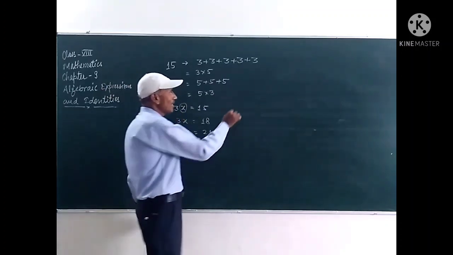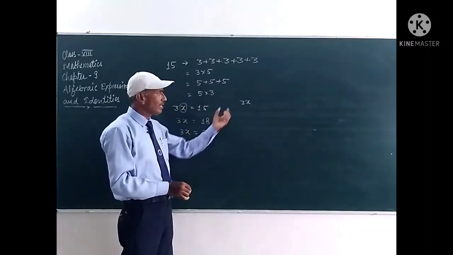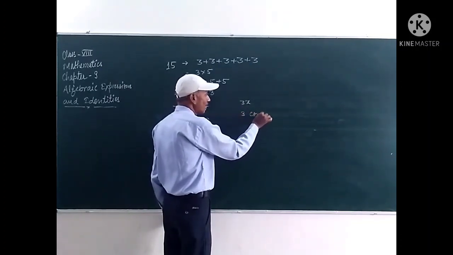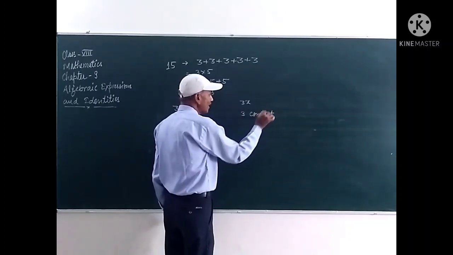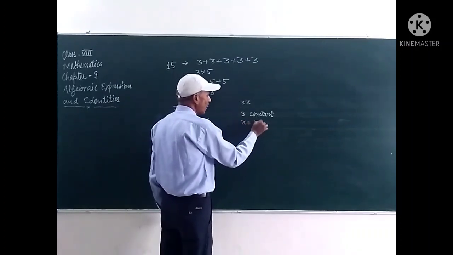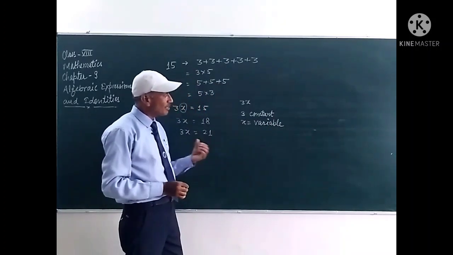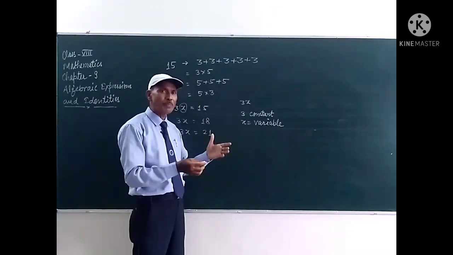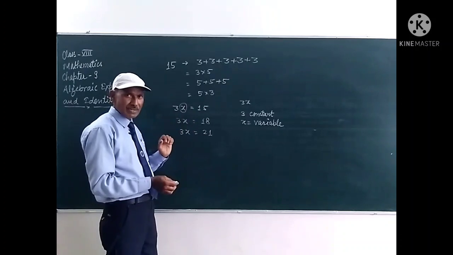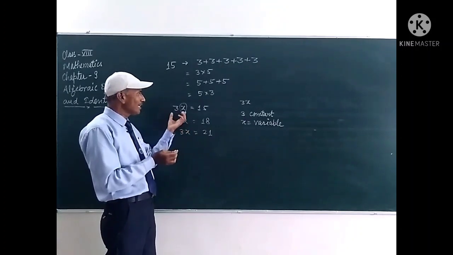In this, 3x is an expression, and in this expression 3 is a constant. Constant means it has a fixed value, students, and x is a variable. Variable means it changes its value from place to place. In these equations the value of x changes. Clear, students? So first of all we have to understand this equation.